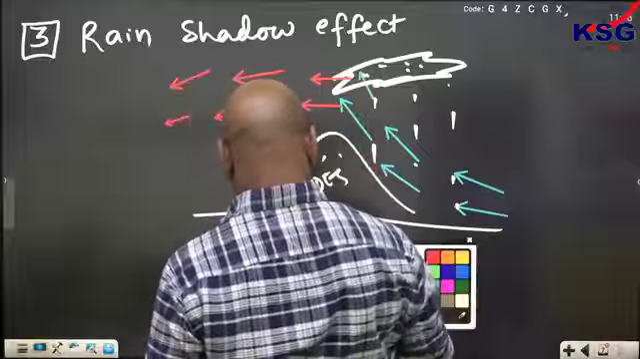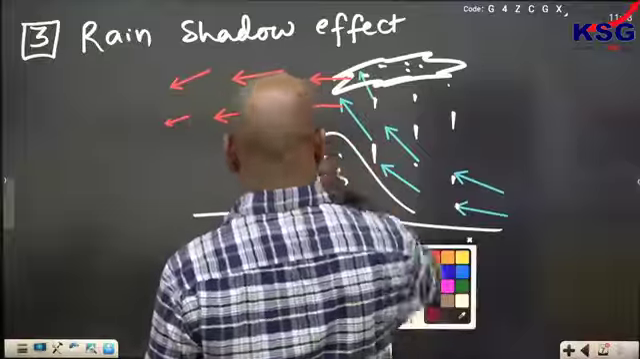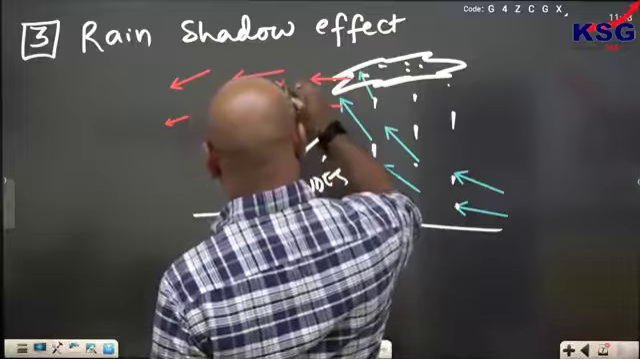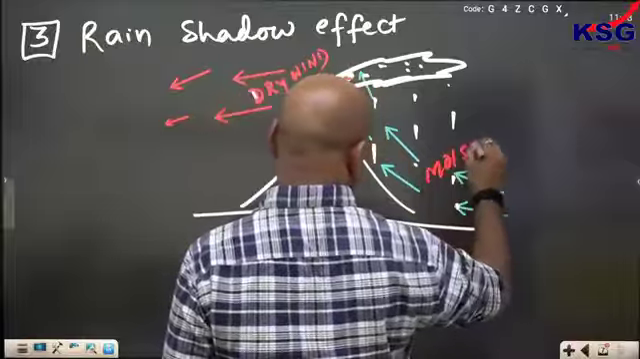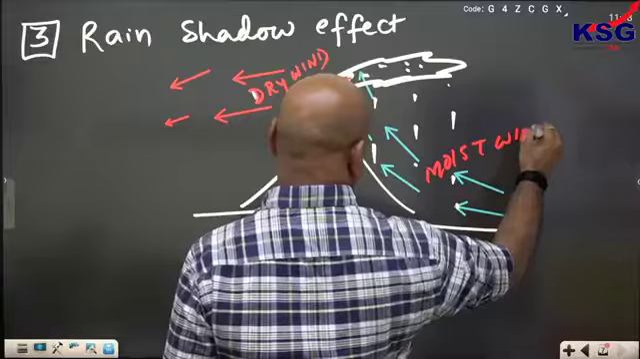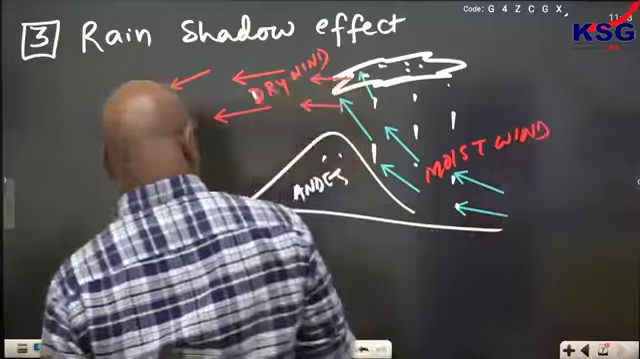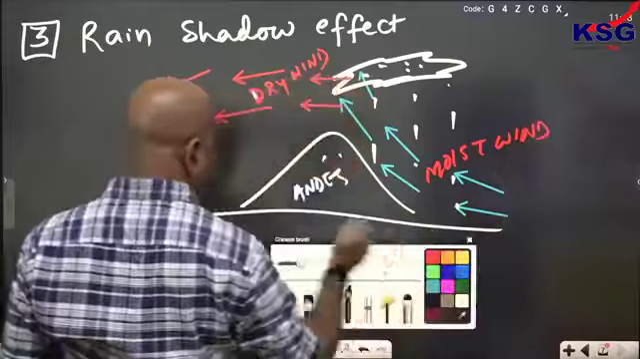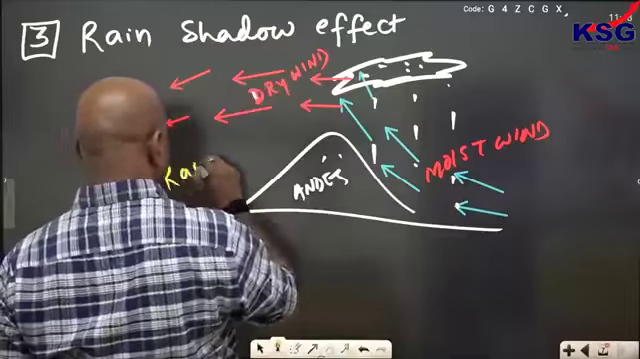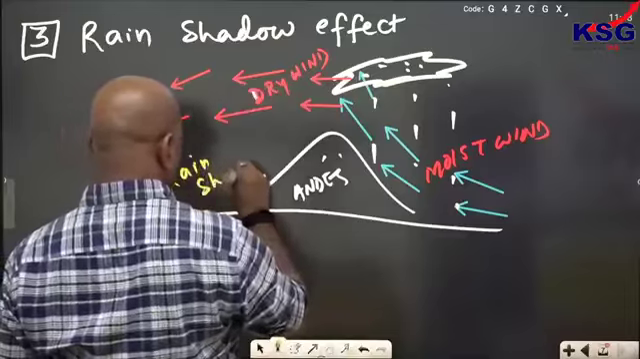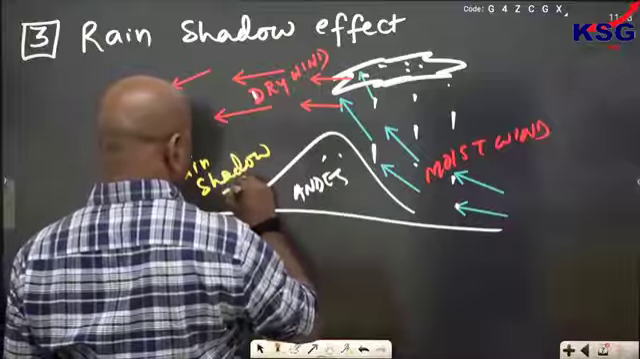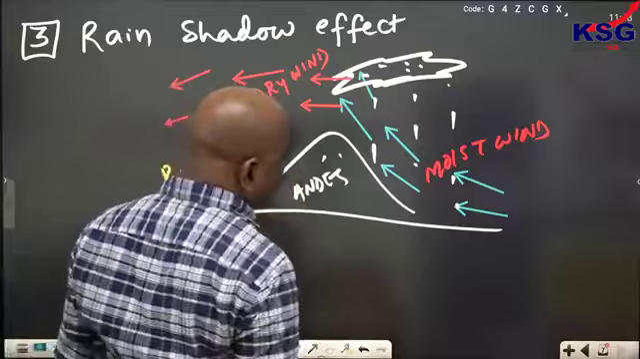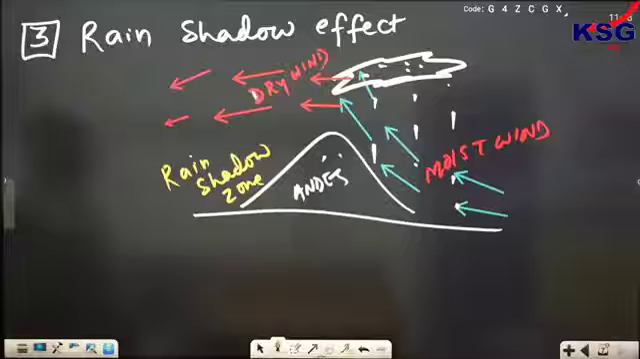These are only dry winds. This is moist wind. Moist wind will give rainfall. Dry wind here, so this area is known as the rain shadow zone, because the rain shadow areas will not give rainfall. So you have development of a desert.